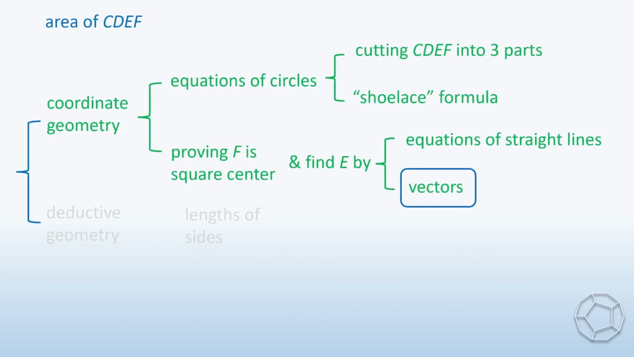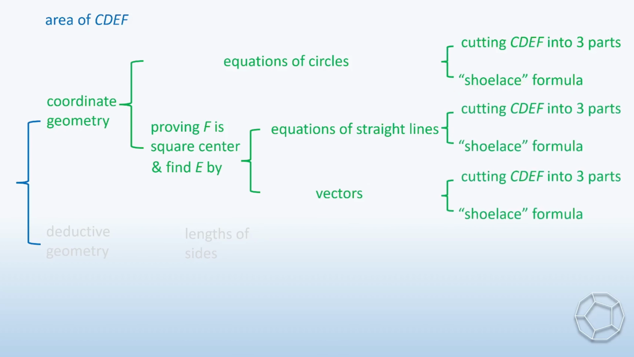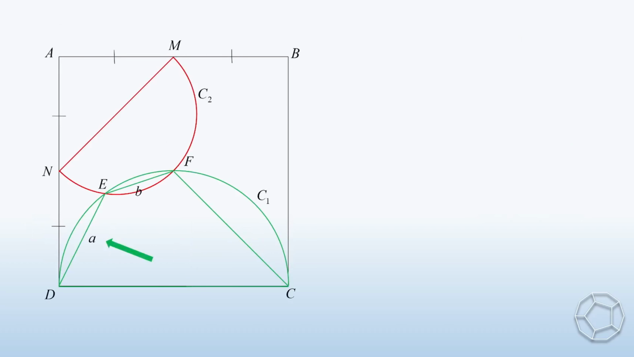What about the area? For each of these two methods, we can use either cutting the polygon or the Shoelace formula as discussed before. So we have 6 different branches in coordinate geometry. What about the deductive geometry approach? We are going to figure out the lengths of the line segments, DE and EF. Let's call them A and B.